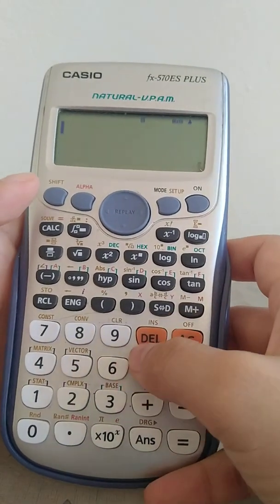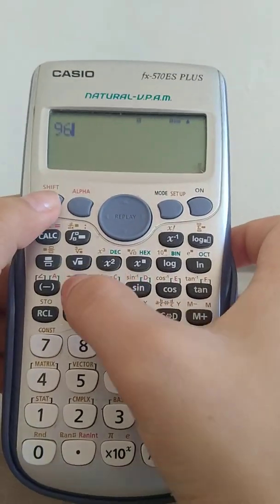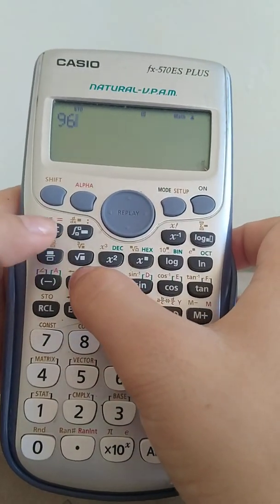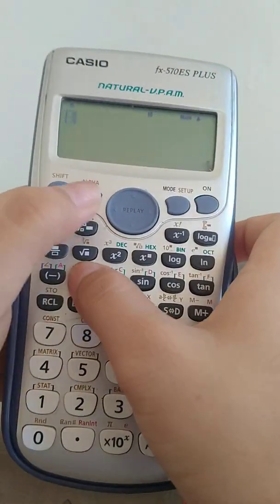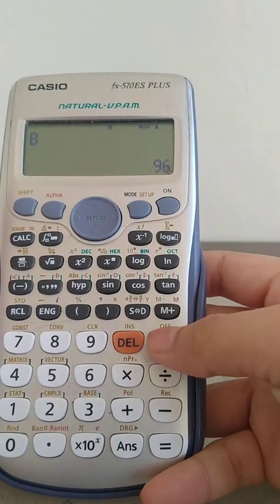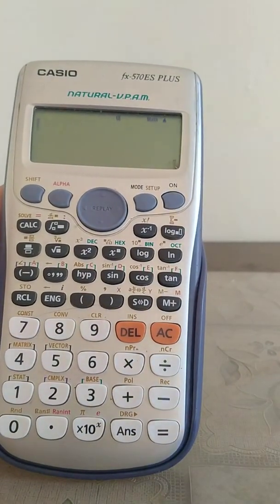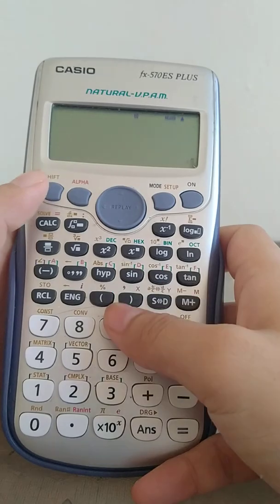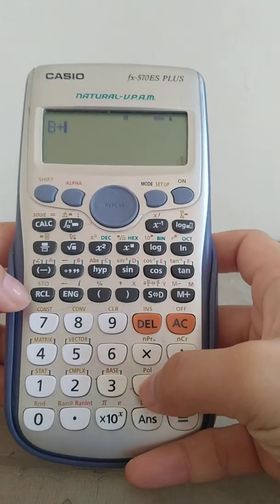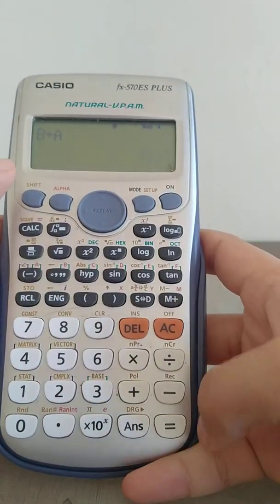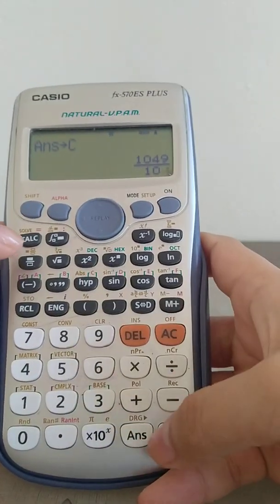So, halimbawa naman, gusto mo i-store yung 96. Pindutin mo yung shift, store, and B. So, pag sinabi natin sa calculator yung B value, lalabas yung 96. Pwede rin gawin is gumawa ng equation. Kung halimbawa gusto mo i-add yung A tsaka B, which is B plus alpha A is equals ito. Tapos shift, store, gawin mong value siya ng C.